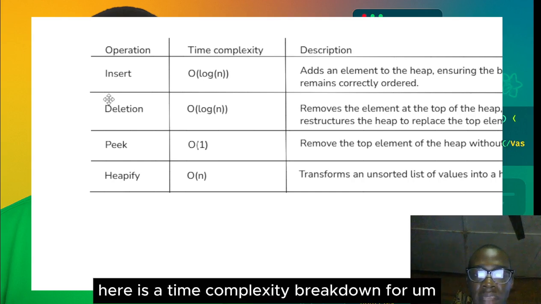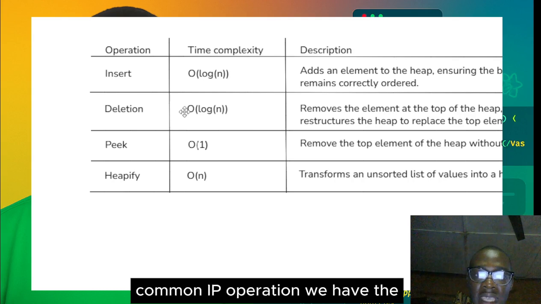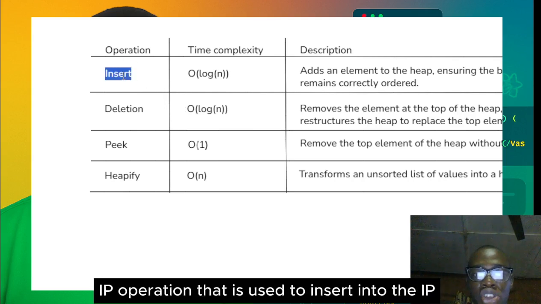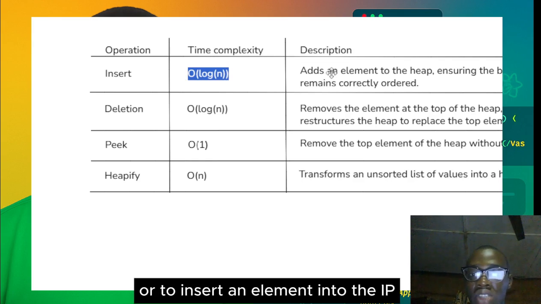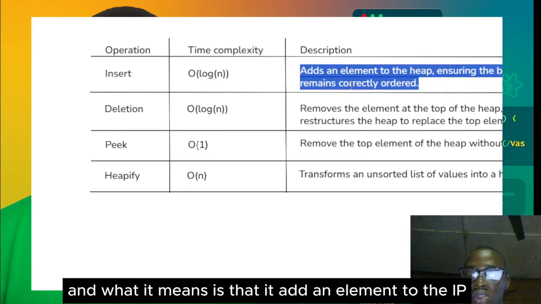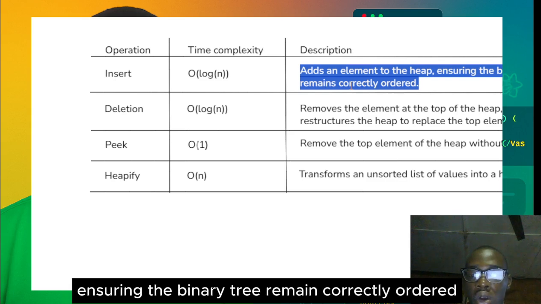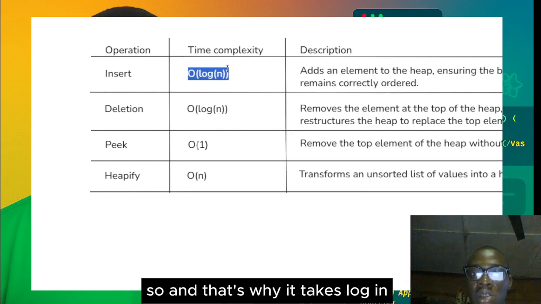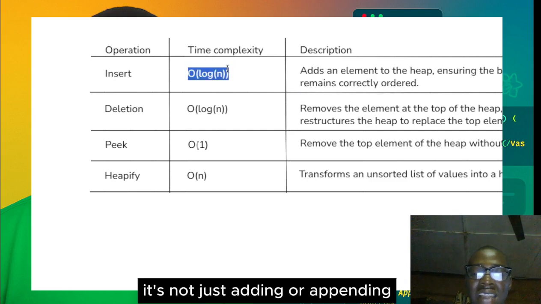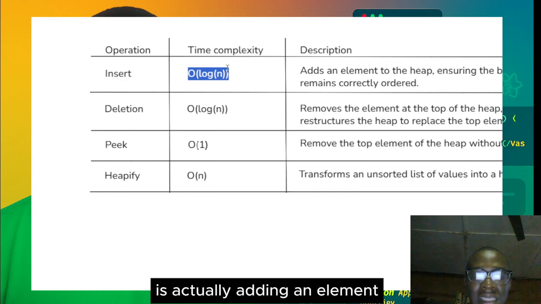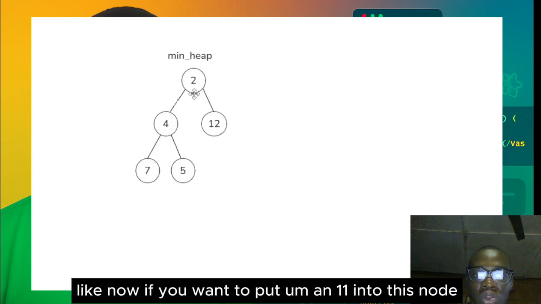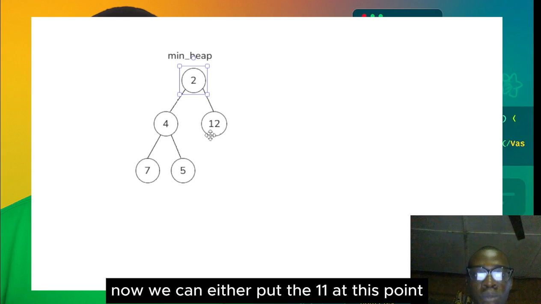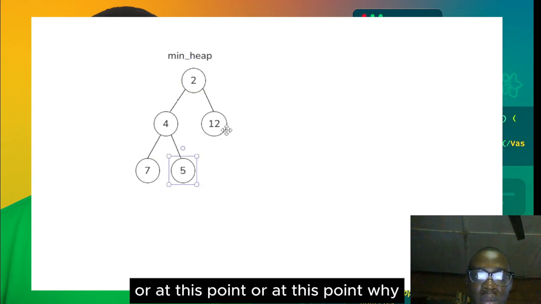Here is a time complexity breakdown for common heap operations. We have the insert operation that is used to insert into the heap. It takes O(log n) time to insert an element into the heap, and what it means is that it adds an element to the heap, ensuring the binary tree remains correctly ordered. That's why it takes log n. It's not just appending, it's adding an element while ensuring that the binary tree remains correctly ordered. Like now, if we want to put an 11 into this tree, we can put the 11 at this point or at this point or at this point.